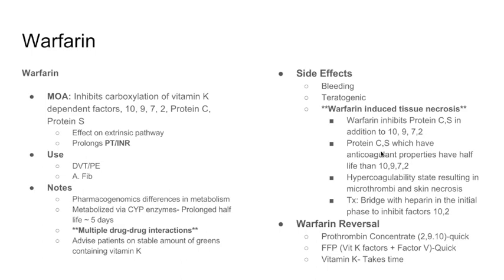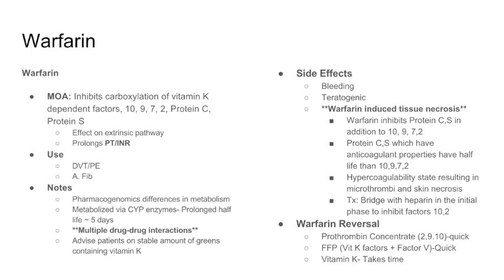The problem is that protein C and S have a shorter half-life than factors 10, 9, 7, and 2. And that comes into play because protein C and S have anticoagulant properties. Factors 10, 9, 7, and 2 have procoagulant properties, so the blood clots. Protein C and S have anticoagulant properties, so the blood doesn't clot.